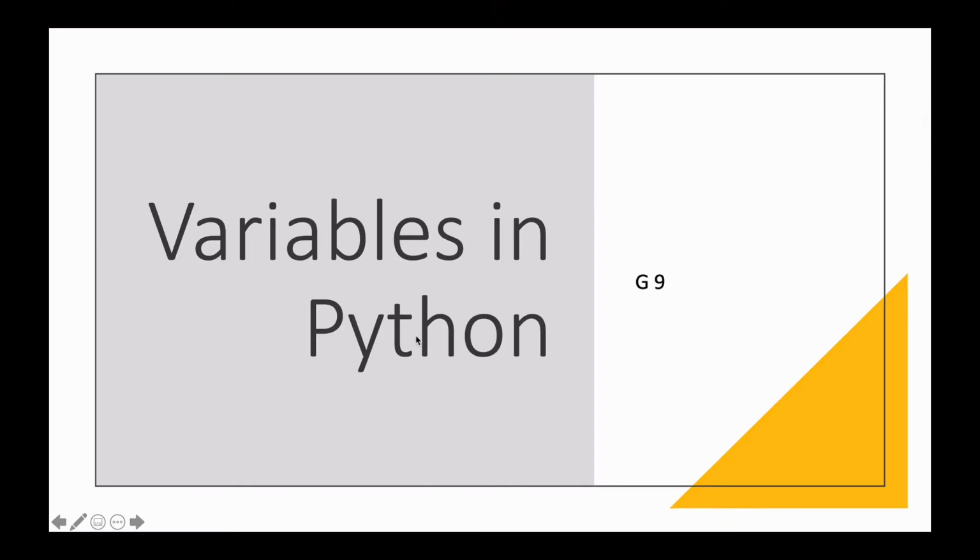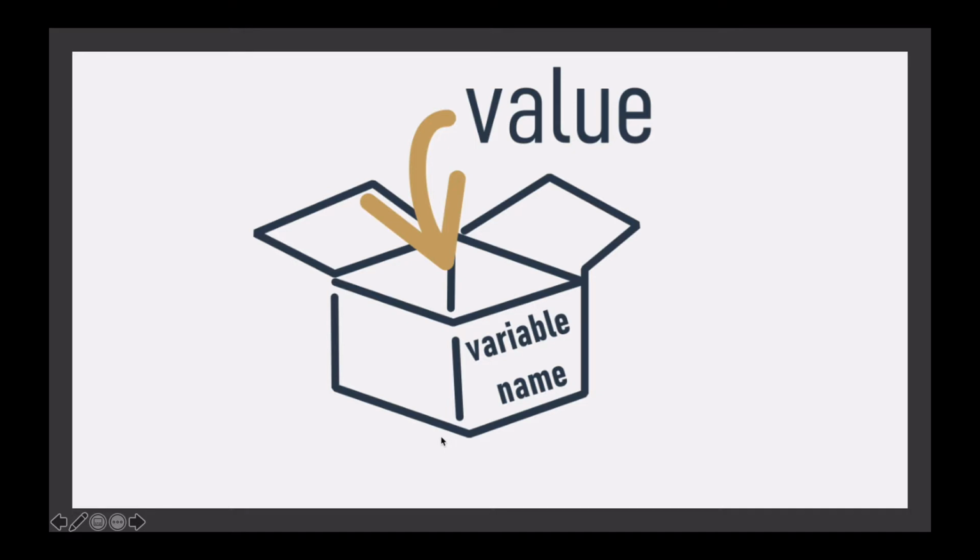Hello guys, today we are going to talk about variables in Python. What is a variable? A variable, as you can see in this box over here, is a container. What is a container? Somewhere you can store things inside it. The thing you are going to store is called a value. A value is either a numeric value, meaning numbers, or a string value, which is text. This box should have a name, so we call it the variable name.